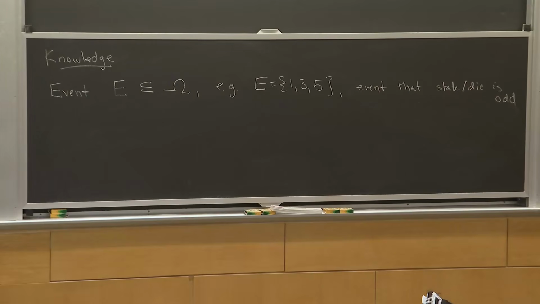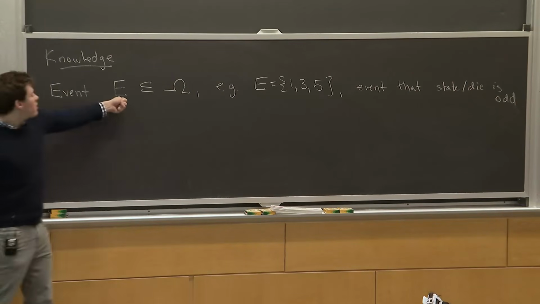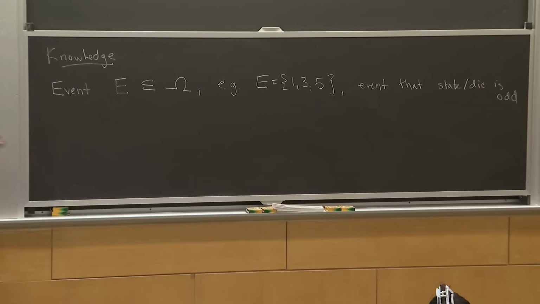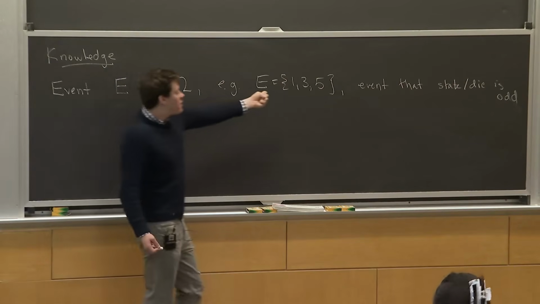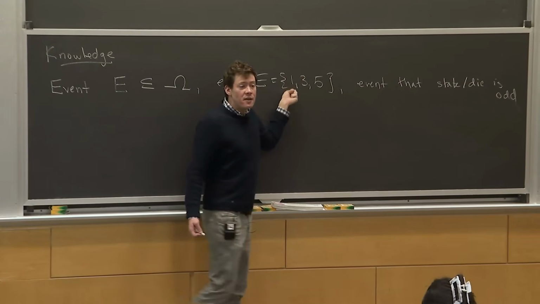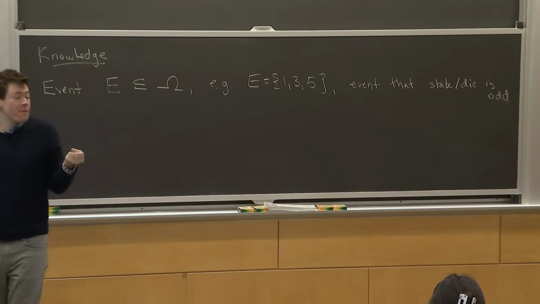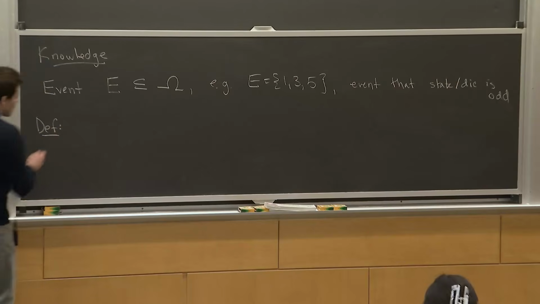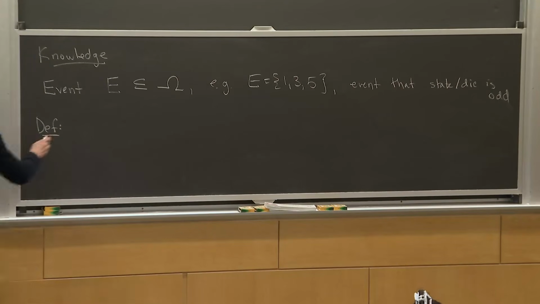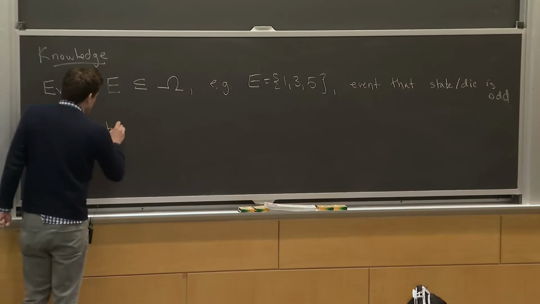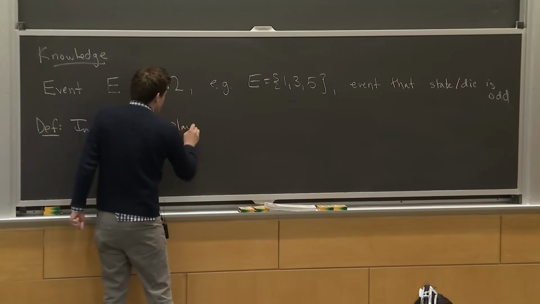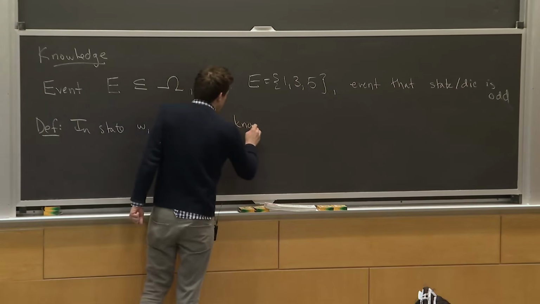So now that we have the first piece, we can talk about, does a player know E? Do they know that the die is odd? But we need one more piece of notation here because whether I know the die is odd is going to depend on what the actual value of the die is. If the die is 6, I'm not going to know that the die is odd. So our definition is going to describe knowledge in a particular state. So we're going to say in state omega, player i knows E.